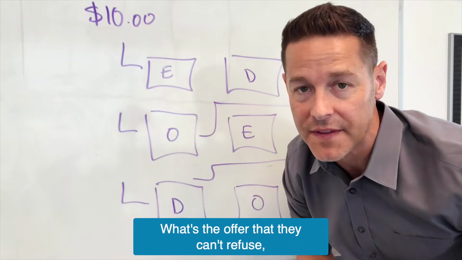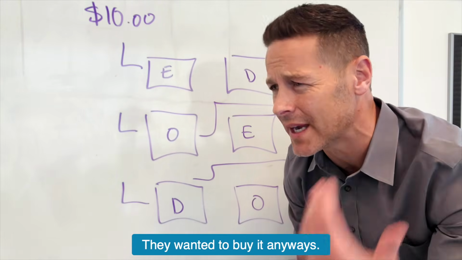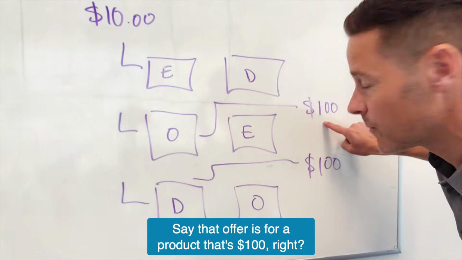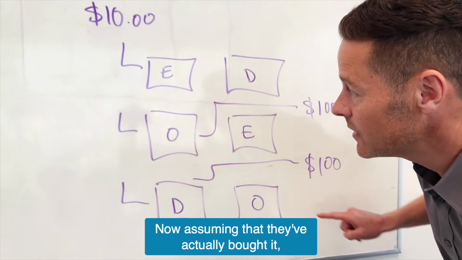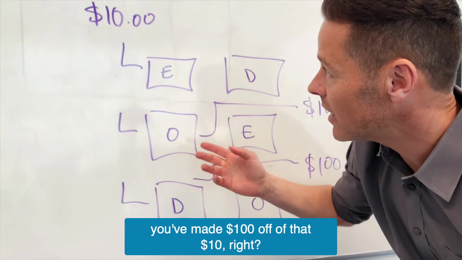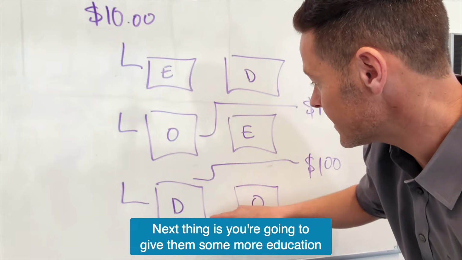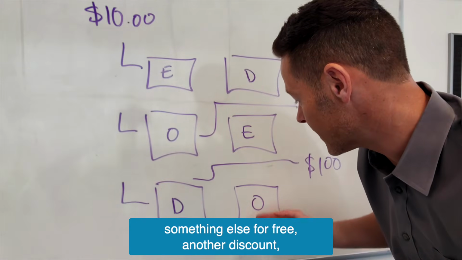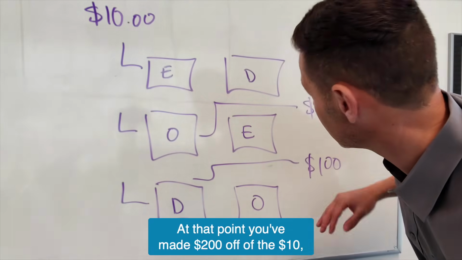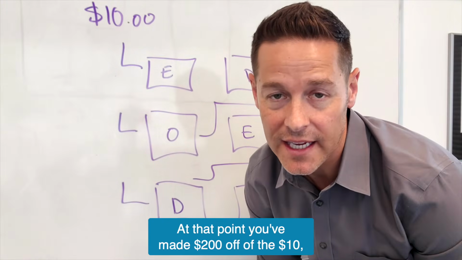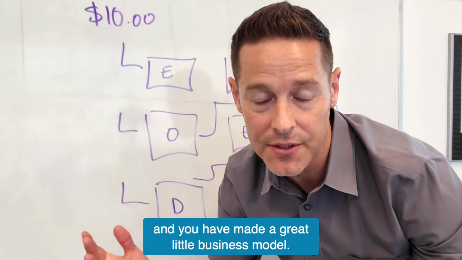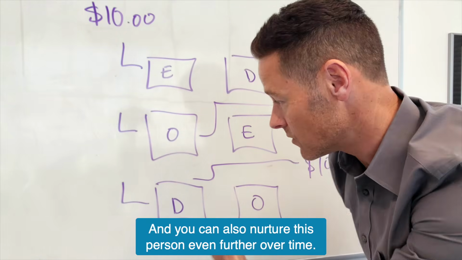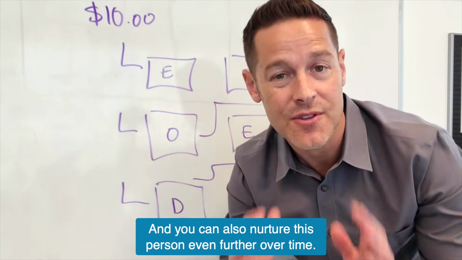What's the offer that they can't refuse, that they're absolutely going to love? They wanted to buy it anyways. They've got this awesome discount that came through. So you give them that offer. Say that offer is for a product that's $100, right? Now, assuming that they've actually bought it, you've made $100 off of that $10, right? Next thing is you're going to give them some more education, something else for free, another discount, and then another offer for another $100. At that point, you've made $200 off of the $10, and you have made a great little business model. That's something that you can scale and something you can continually improve and work on. And you can also nurture this person even further over time. So that's how that works.